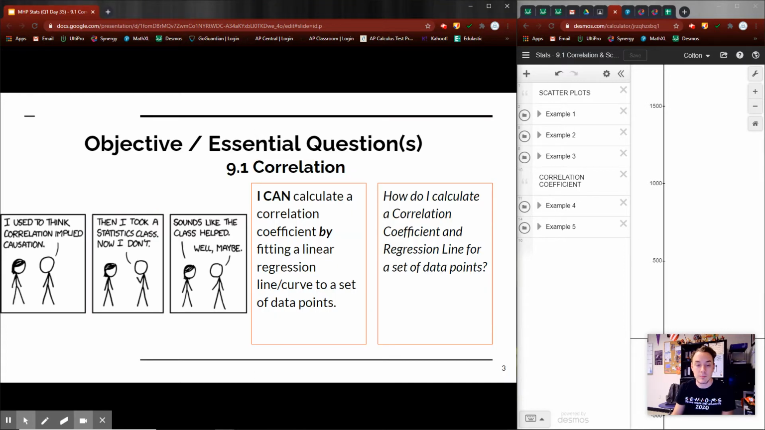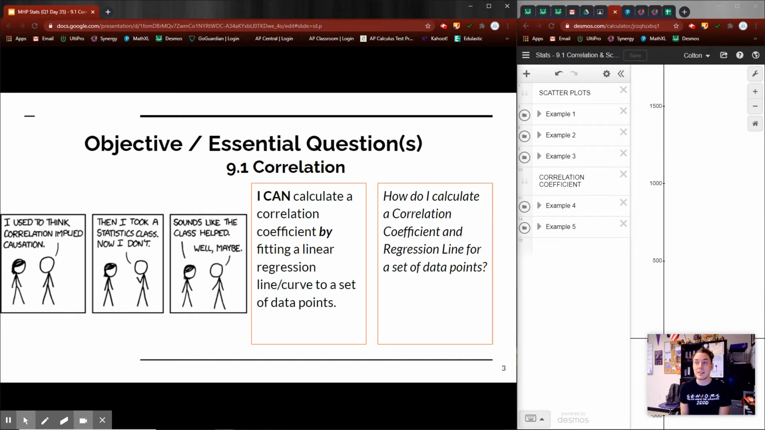What is correlation? We're going to ask, how do I calculate a correlation coefficient and a regression line for a set of data points? So we're going to look at the regression line a little bit more tomorrow. So this essential question is really for 2 days. And same thing for this objective. I can calculate a correlation coefficient by fitting a linear regression. So we're going to see how strong these points truly are.